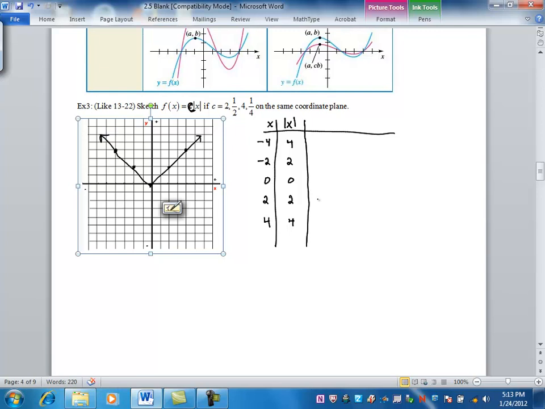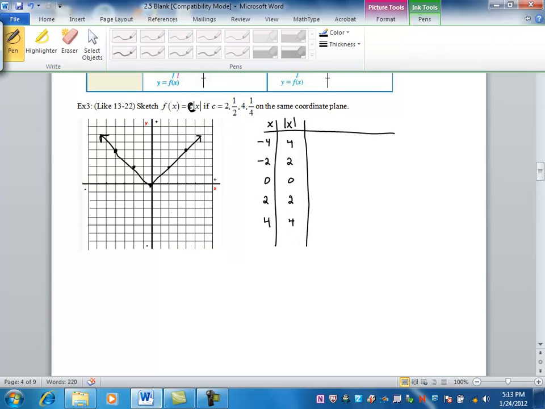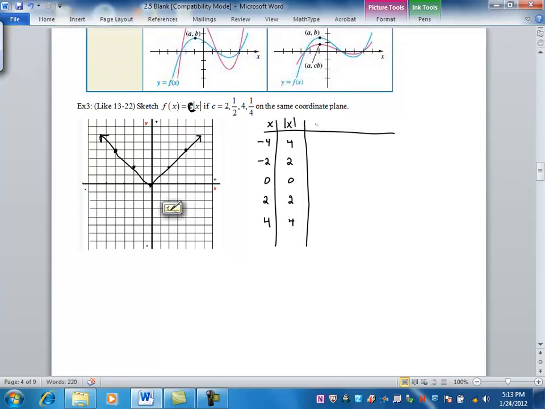Alright. Now, let's switch gears here. I'll grab the blue next. And we're going to take a look at 2 times the absolute value of x. So here's what we're doing, folks. Absolute value of -4 is 4, times 2 is 8. Absolute value of -2 is 2, times 2 is 4. Absolute value of 0 is 0, times 2 is 0. Can't do much with 0, can we? Absolute value of 2 is 2, times 2, well, that's 4. And the absolute value of 4 is 4, times 2 is 8.